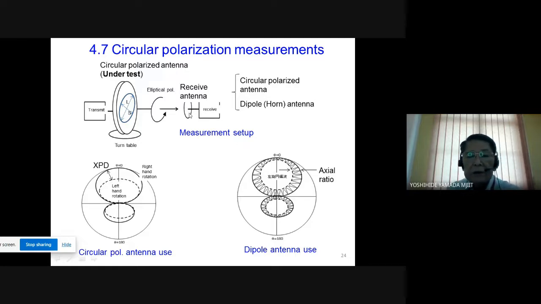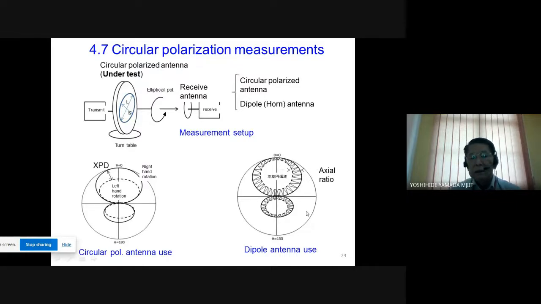And if we use the dipole antenna rotating here, then the circular polarization characteristic becomes like this one. So the axial ratio appears in any direction. So by rotating the dipole antenna, the ripple appears in the measurement result.